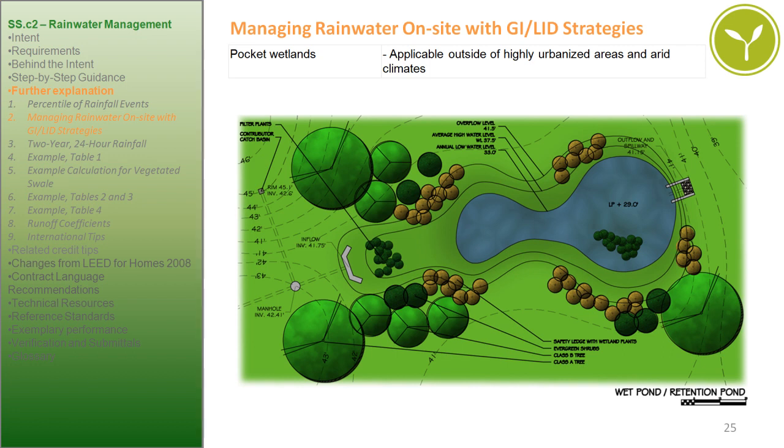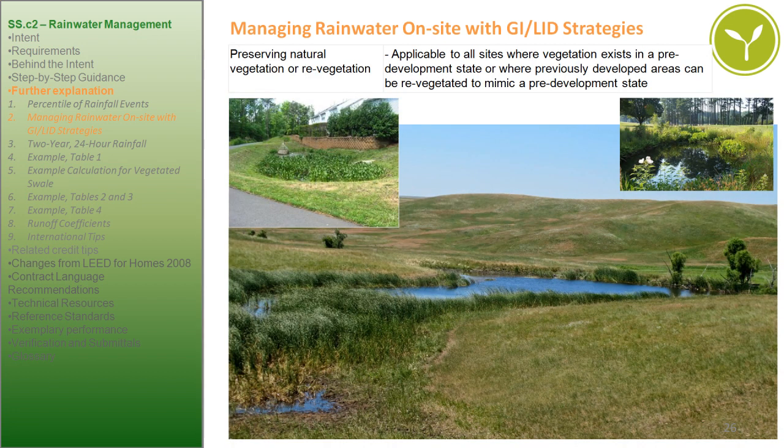Pocket wetlands, applicable outside of highly urbanized areas and arid climates. Preserving natural vegetation or revegetation, applicable to all sites where vegetation exists in a pre-development state or where previously developed areas can be revegetated to mimic a pre-development state.